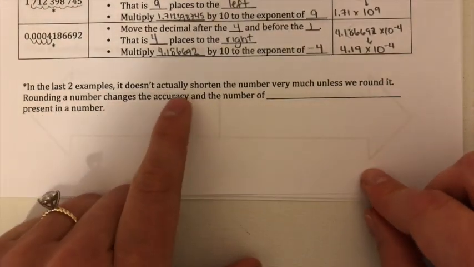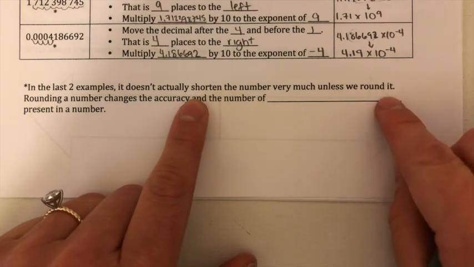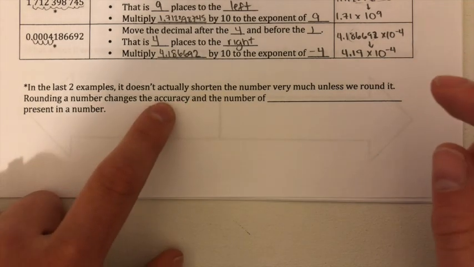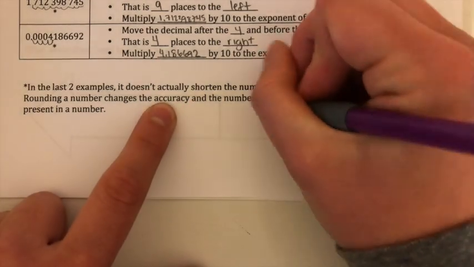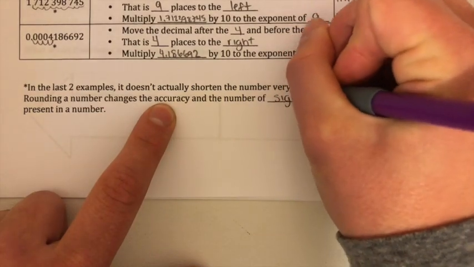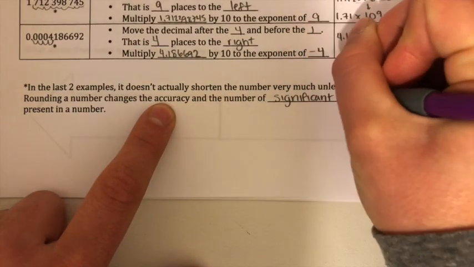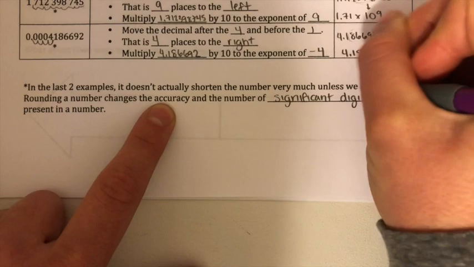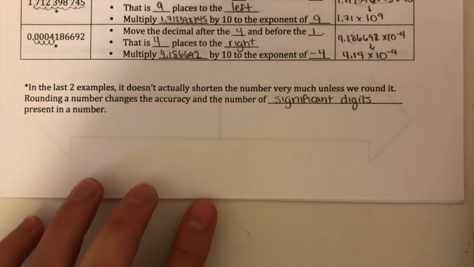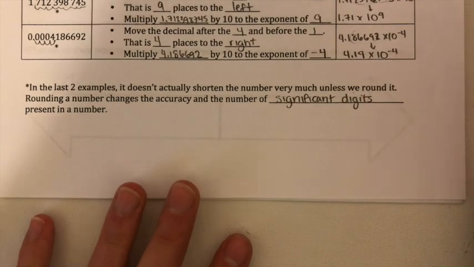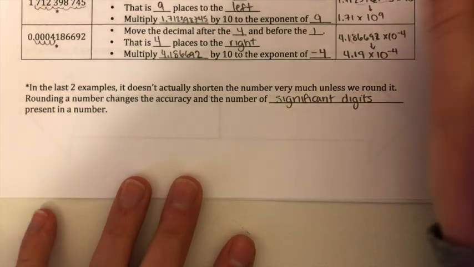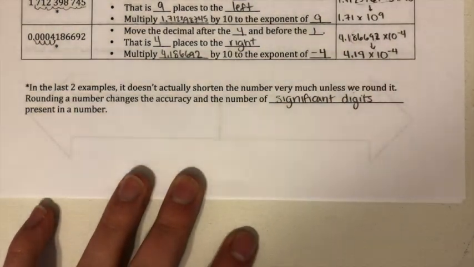So in the last two examples, it doesn't actually shorten the number very much unless we round it. Rounding a number changes the accuracy, as I said, and the number of significant digits. So this lesson was called Scientific Notation and SIGDIGS, which is significant digits. So we'll talk about that next.